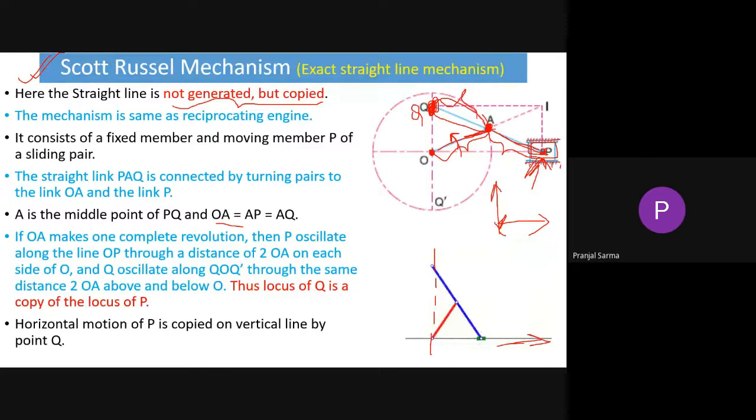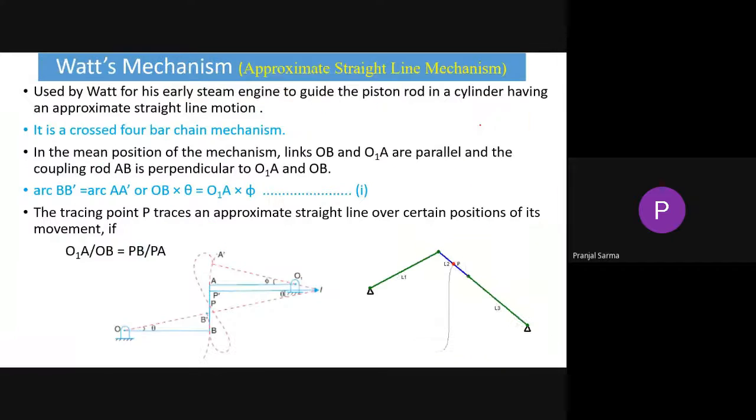Yes, so this is another mechanism that is known as the Scott Russell mechanism. The main thing here is that this link length has to be maintained. A has to be the midpoint. Midpoint means automatically A to this point and A to this point are the same. But another thing that you have to take care of is that that particular length itself is equal to this length.